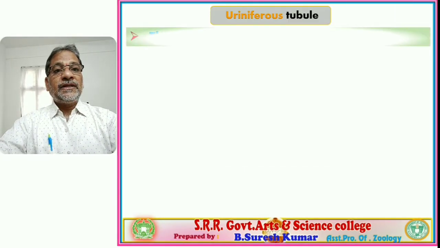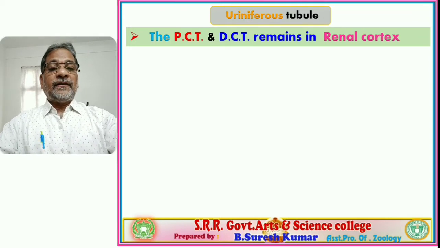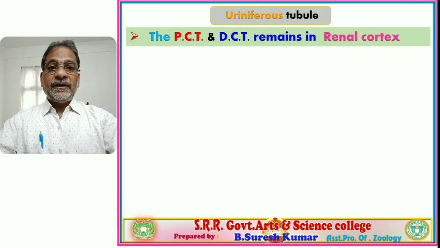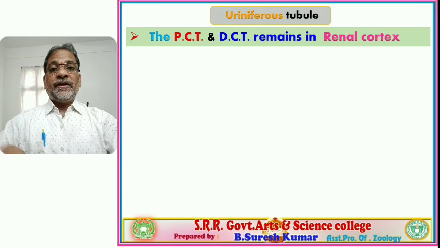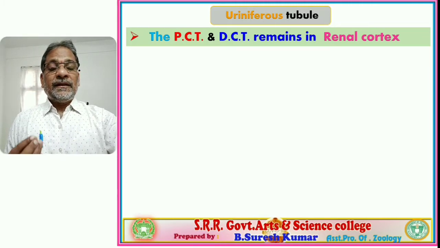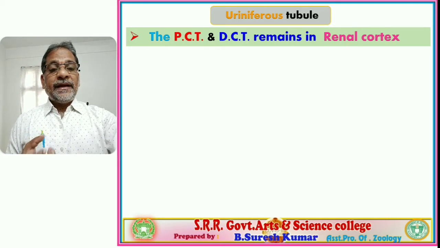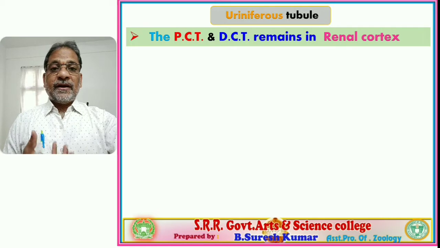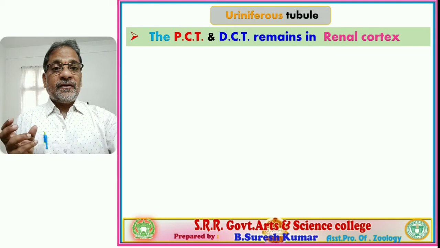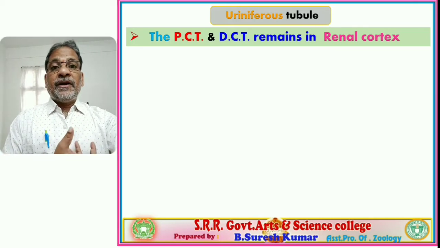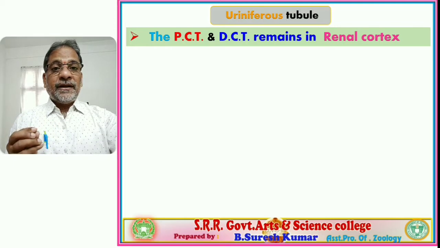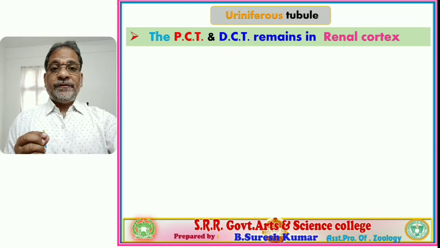Followed, right? Next, the first part of the uriniferous tubule, the proximal convoluted tubule. If we observe the allocation of the parts of the uriniferous tubule, the proximal convoluted tubule and distal convoluted tubule remain in the renal cortex portion. Already we learned the sections of the kidney. The internal section of the kidney includes the outer cortex portion and the inner medulla portion. So the proximal convoluted tubule and distal convoluted tubule of the nephrons lie in the cortex portion.